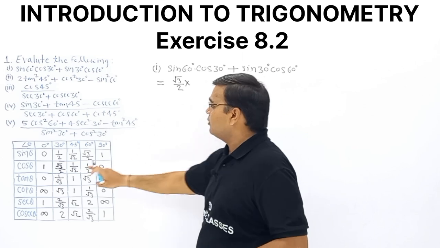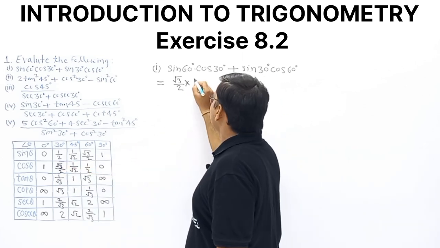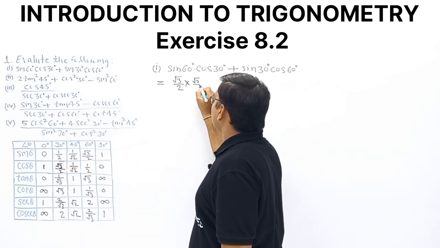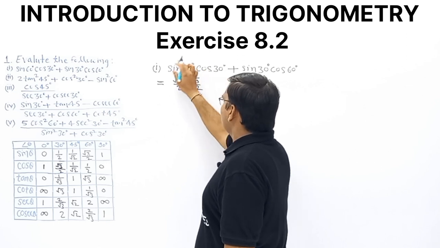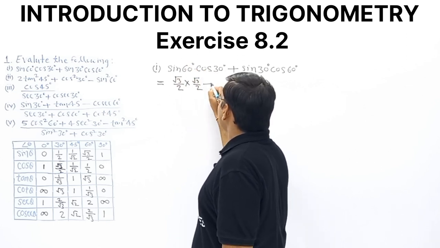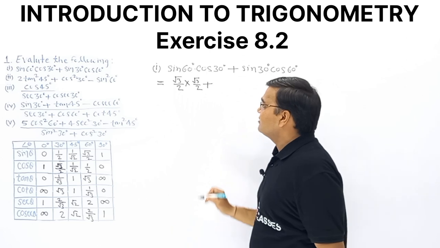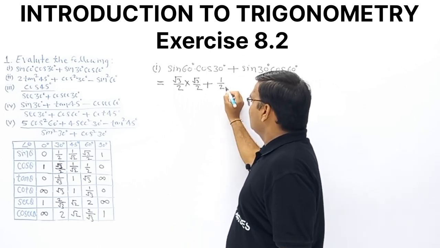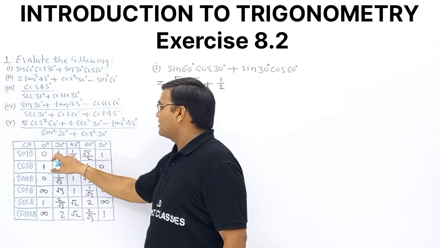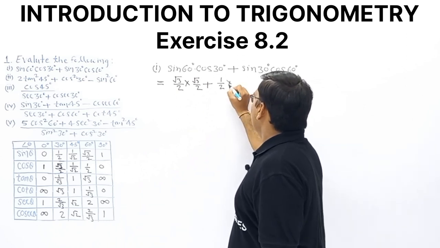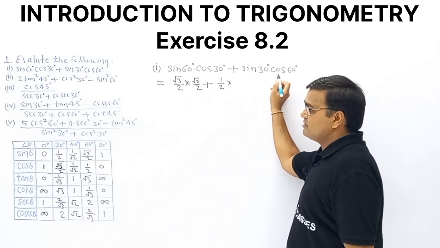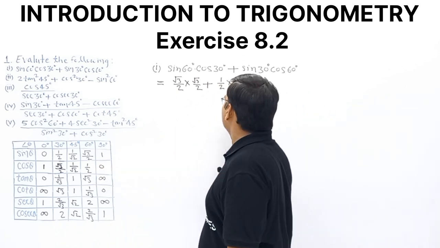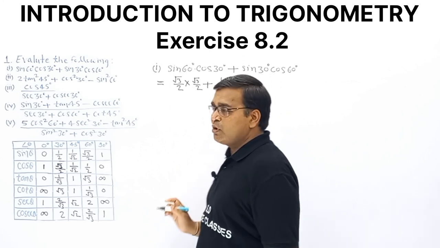Cos 30 value will be what? This one, square root of 3 by 2. Now this term is completed. Now next term, plus then this sin 30. Sin 30 is 1 by 2. Sin 30 value, 1 by 2, multiply by cos 60, and cos 60 is what? 1 by 2, right there from the table.